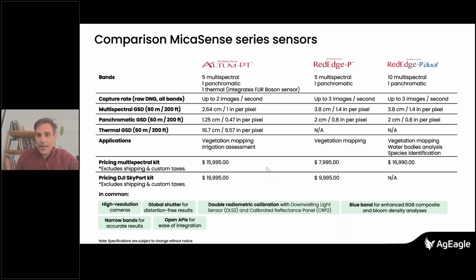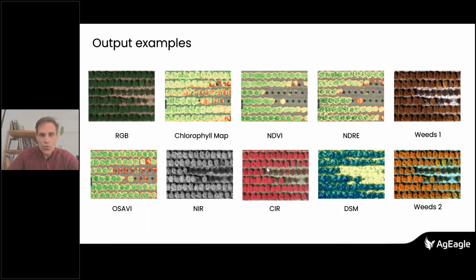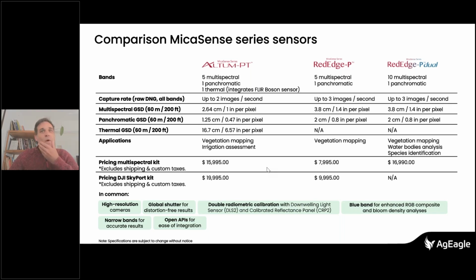Okay. All right. Let's see what else we can talk about here. So I go back to the presentation, where we have a comparison of the differences between the different cameras we have here. So when should you choose an Altum-PT camera, and when would you prefer a RedEdge-P camera, right? The biggest difference here is the thermal sensor for the Altum-PT.